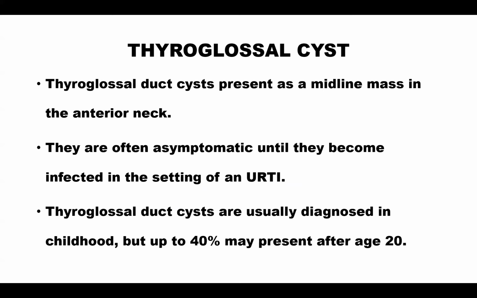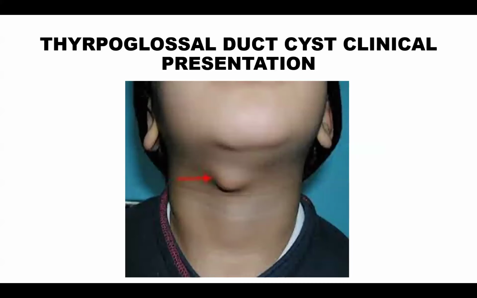Now, thyroglossal duct cysts present as a midline mass in the anterior neck. They are often asymptomatic until they become infected in the setting of an upper respiratory tract infection. Thyroglossal duct cysts are usually diagnosed in childhood, but up to 40% may present after the age of 20. Look at this illustration, thyroglossal duct. You can see it there, the location.